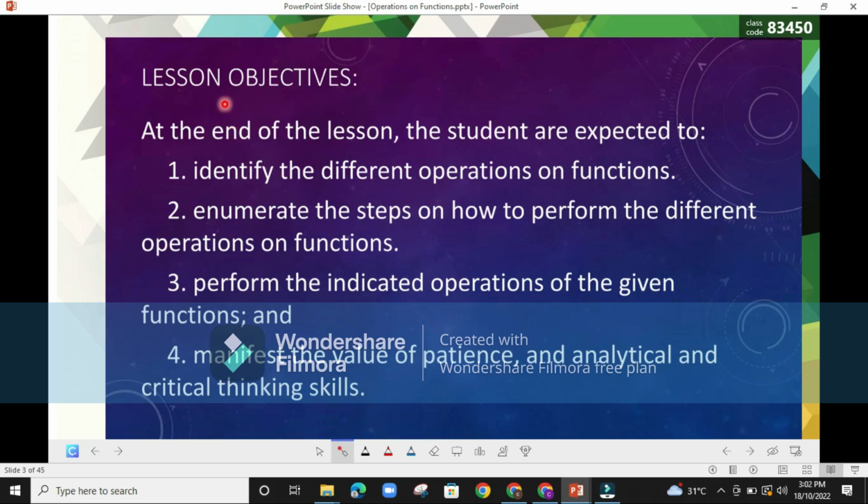Okay, we have here the lesson objectives, meaning you are expected to achieve these objectives at the end of this video lesson. Number 1, identify the different operations on functions. Number 2, enumerate the steps on how to perform the different operations on functions. Number 3, perform the indicated operations of the given functions. And number 4, manifest the value of patience and analytical and critical thinking skills.